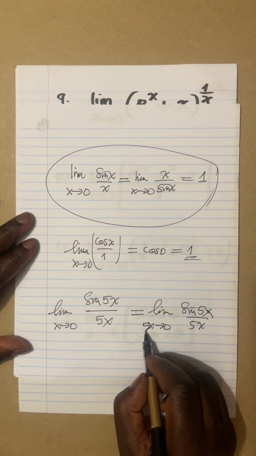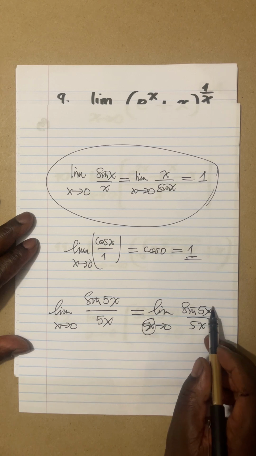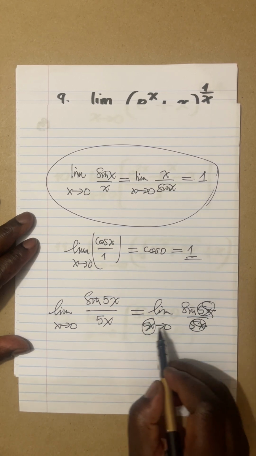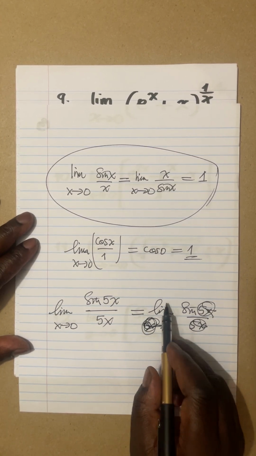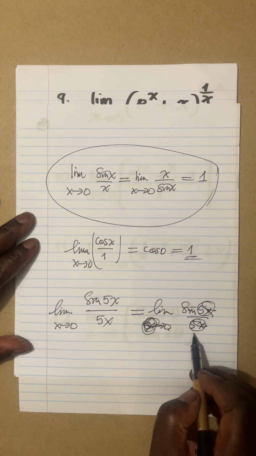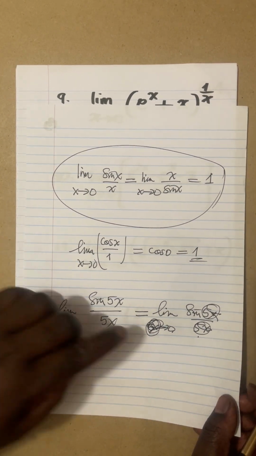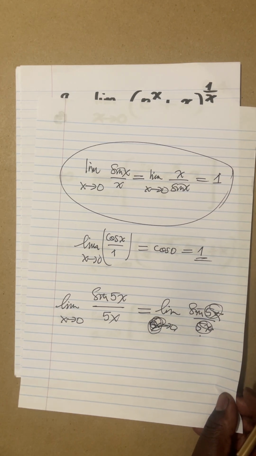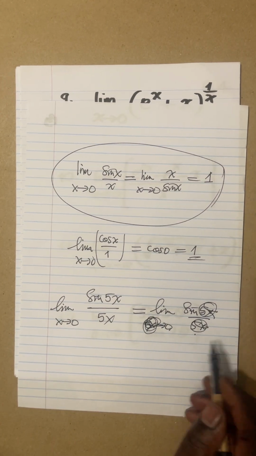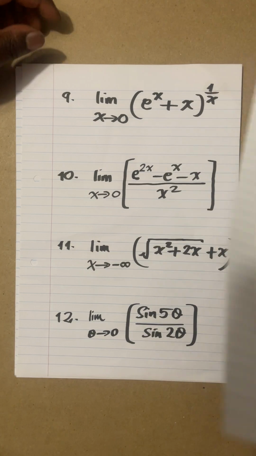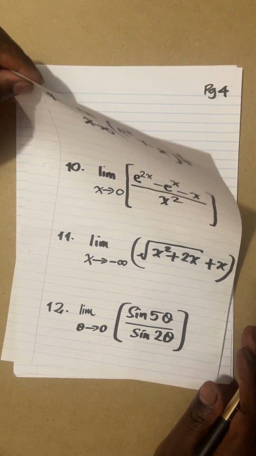Notice something here. You can replace this with theta, and that will be theta, and that will be theta, and that will be theta. So it will be the limit as theta approaches 0 of sine theta over theta. The answer will be 1. Not a very nice way of presenting it, but I'm showing you that the 5x can turn into theta. All right, let's see how we handle this one.